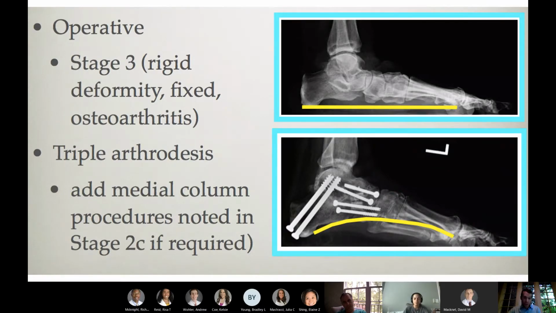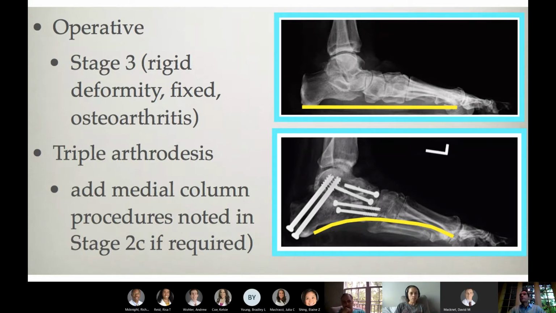And then finally, if they're rigid, a triple or a double arthrodesis is the answer. But you can correct deformity and take their rigid hindfoot and change the position to a different position of rigid hindfoot, right?